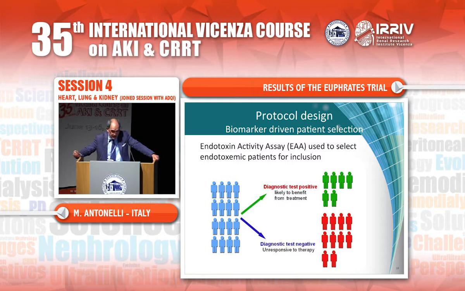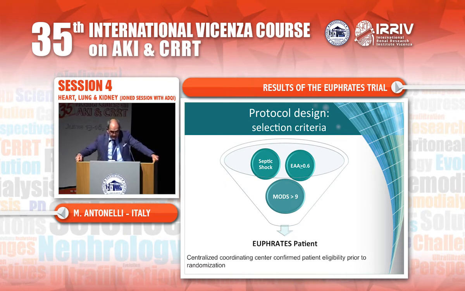The protocol design was driven by the biomarker, which means the determination of the endotoxin activity was used to select the endotoxemic patients, and all those patients who had a negative diagnostic test were excluded. The protocol design addressed a specific population: septic shock patients having a multiple organ dysfunction score above 9 and an endotoxin activity level above 0.6. All the data were centralized by the coordinating center, which confirmed eligibility prior to randomization.